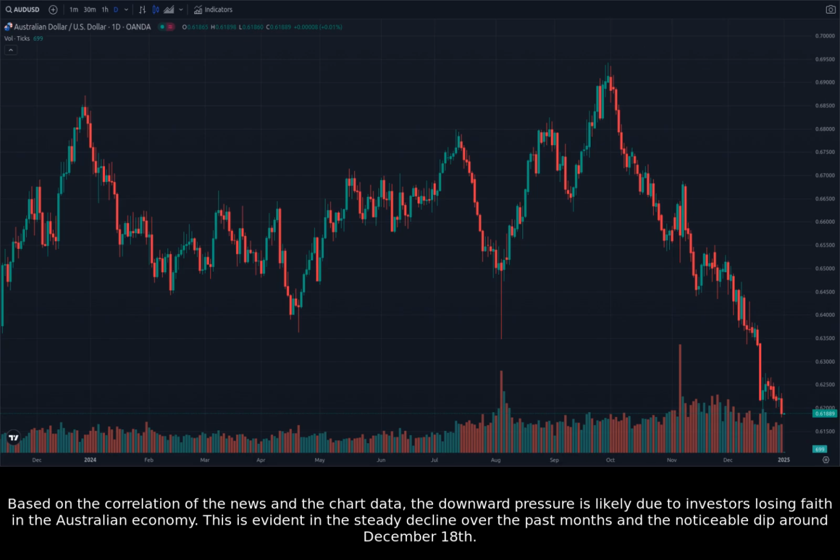Based on the correlation of the news and the chart data, the downward pressure is likely due to investors losing faith in the Australian economy. This is evident in the steady decline over the past months and the noticeable dip around December 18th.